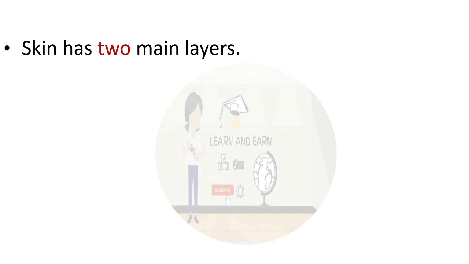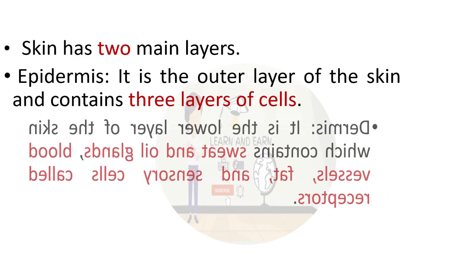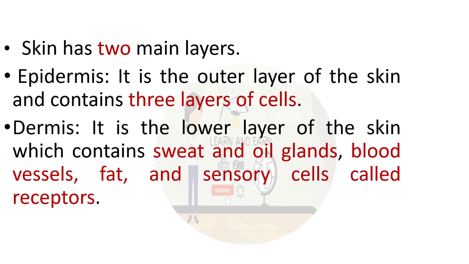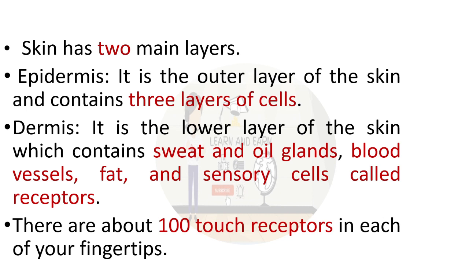Skin has 2 main layers. Epidermis. It is the outer layer of the skin and contains 3 layers of cells. Dermis. It is the lower layer of the skin which contains sweat and oil glands, blood vessels, fat and sensory cells called receptors. There are about 100 touch receptors in each of your fingertips.